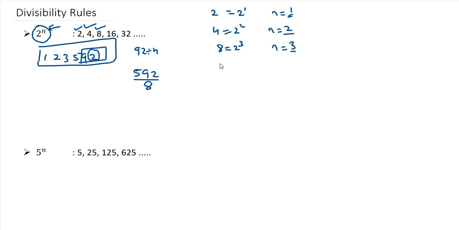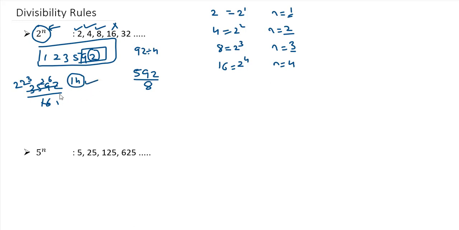In case of 16, which is of the form of 2 raised to 4, the value of n is 4. So you will have to check the last 4 digits. The last 4 digits in this case are 3592. If you divide this by 16, we get a remainder of 14. Since the last 4 digits are not divisible by 16, we can say that this number is not divisible by 16. So what is the remainder? The remainder will be 14.